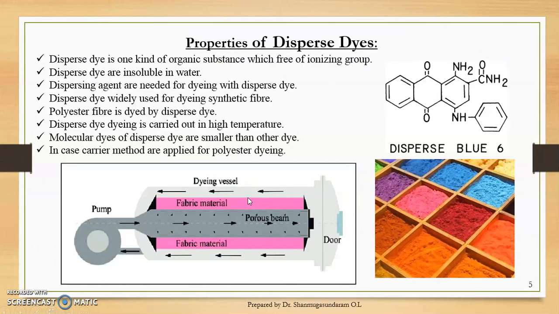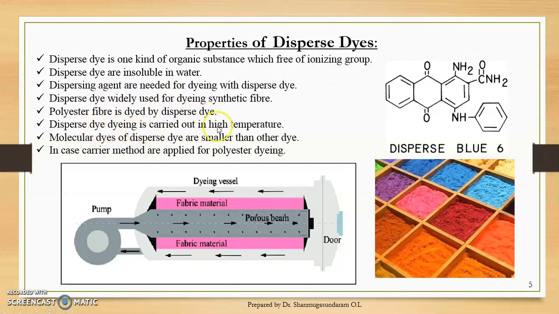Now look at the properties of disperse dyes. The disperse dye is the most widely used dye to dye polyester material. Disperse dye is one kind of organic substance which is free of ionizing groups. Disperse dyes are insoluble in water. Dispersing agents are needed for dyeing with disperse dyes. Disperse dye is widely used for dyeing synthetic fibers, especially polyester, nylon and other synthetic materials. Polyester fiber is dyed by using disperse dyes.